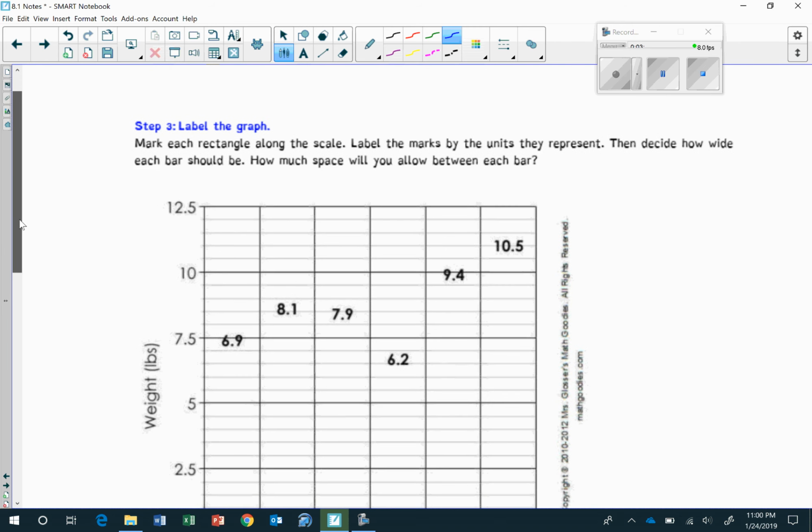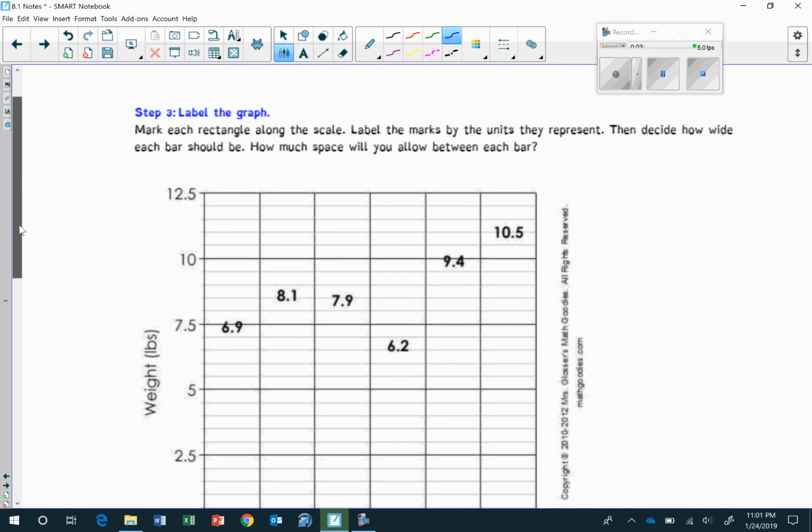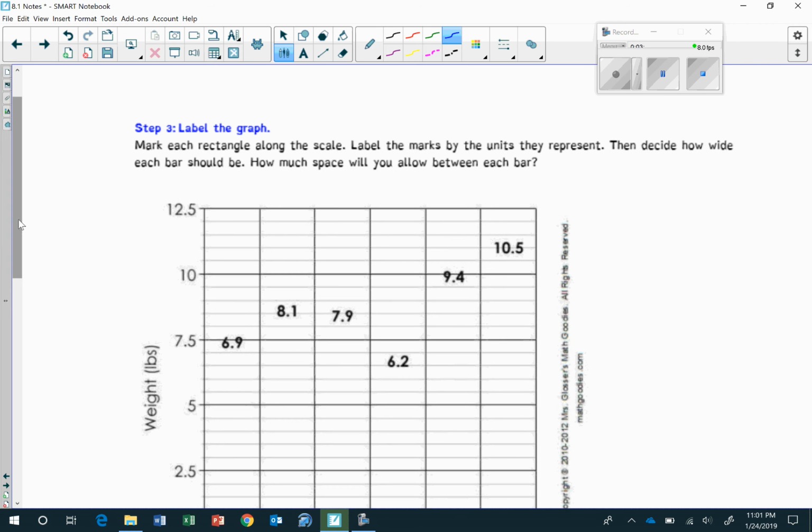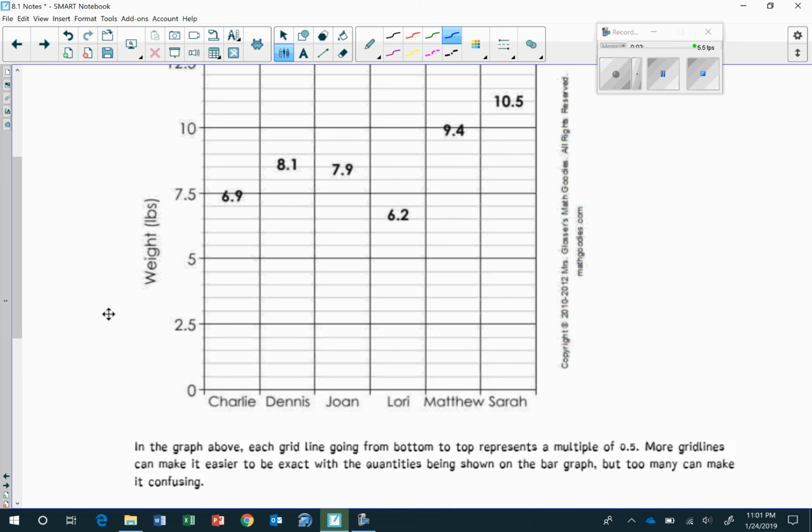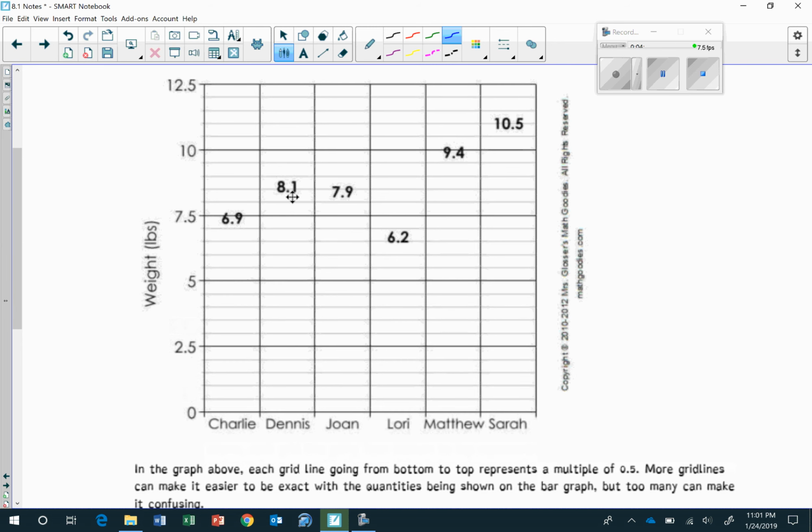Step number 3 says label the graph. It says mark each rectangle along the scale, label the marks by the units they represent, then decide how wide each bar should be and how much space to allow between each bar. If you look, on the y-axis we've got the weight in pounds, and on the x-axis we've got the different babies' names, so those are our categories. All of the weights are loaded in here, and you just want to work your way along the y-axis to see where your next value goes.